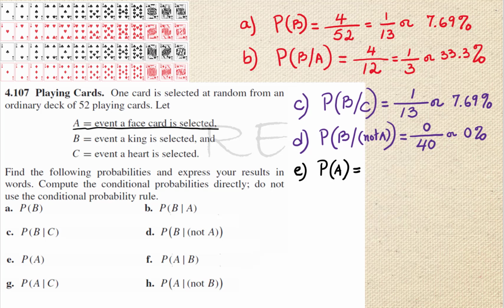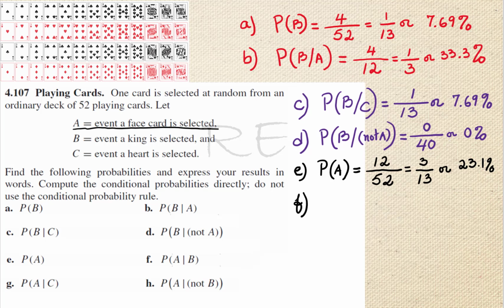E, the probability of selecting a face card. How many face cards do we have? 12 of them. How many cards in total? 52. So the probability of a face card is 12 over 52, which is 3 over 13, or 23.1%.